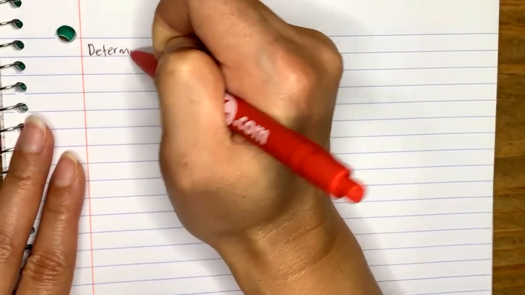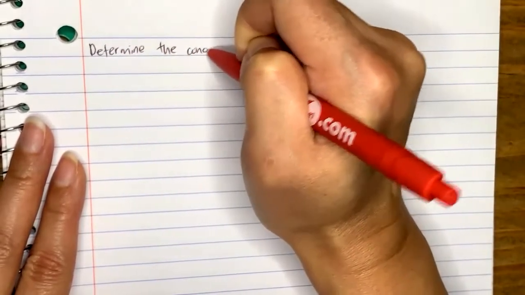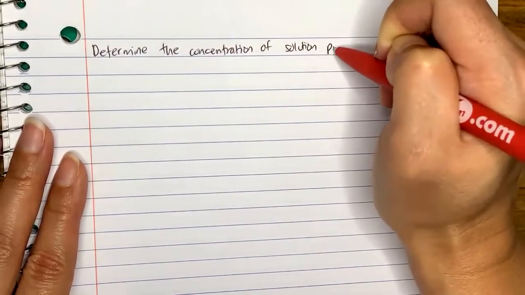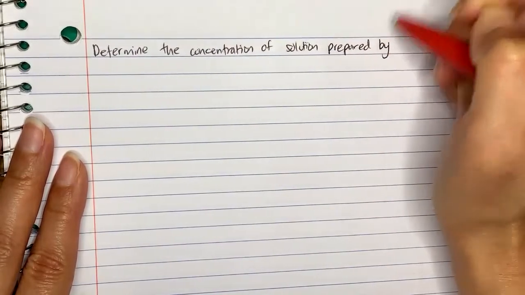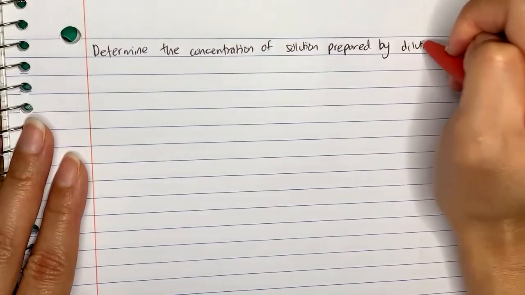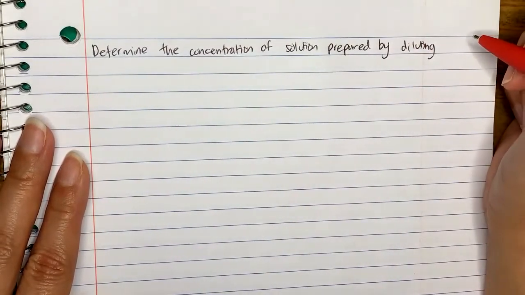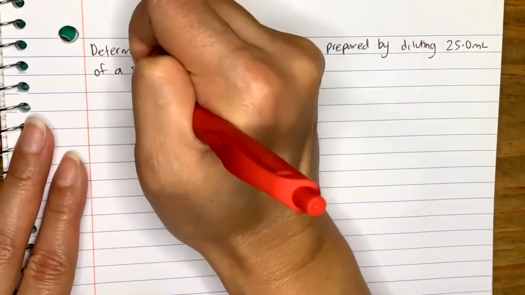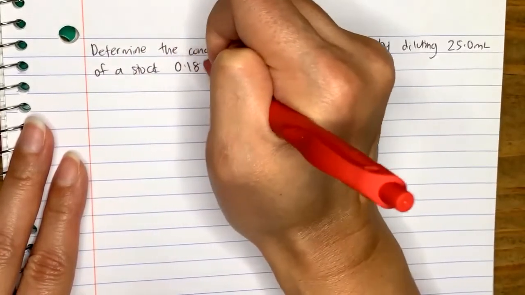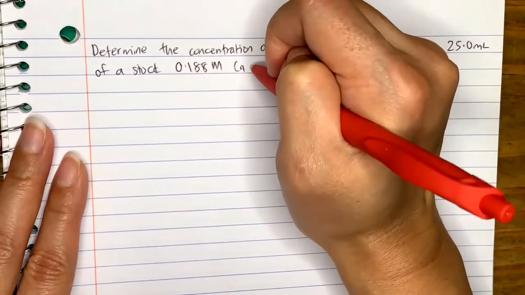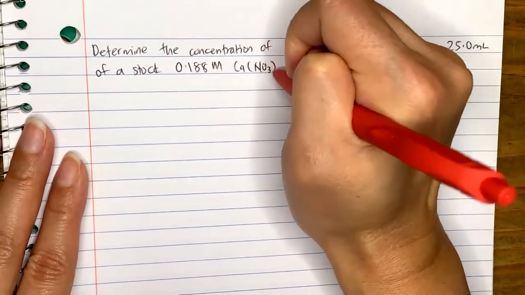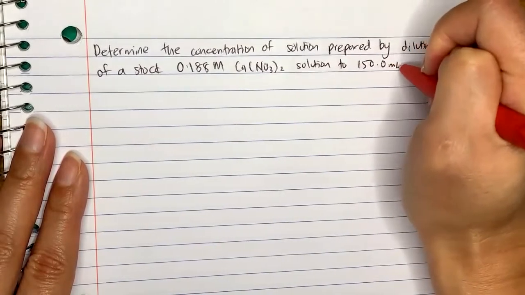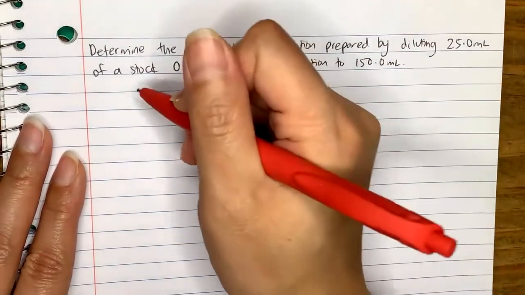Determine the concentration of a solution prepared by diluting. So this is diluting, right? So this is a dilution question. Diluting 25.0 mL of a stock 0.188 molarity calcium nitrate solution to 150.0 milliliters.